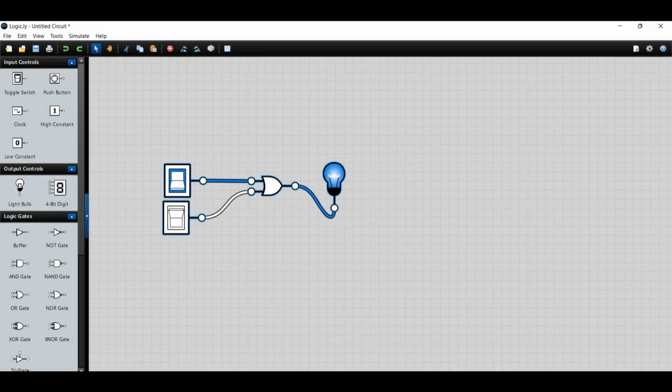Next, the OR gate. The OR gate performs a logical addition, commonly known as the OR function. The output is high when any one of the inputs is high. The output is low when both the inputs are low.